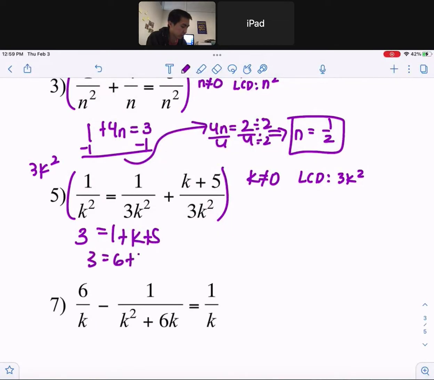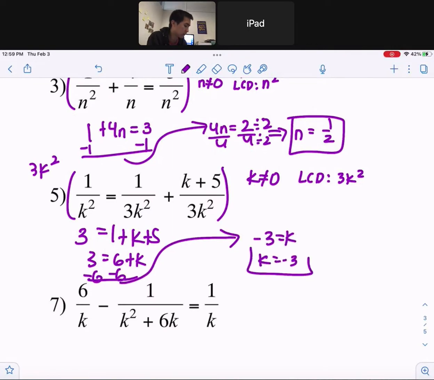Combine like terms and solve for k, you guys. So I'm going to subtract both sides by 6. We're going to get negative 3 equals k, which is basically k equals negative 3.